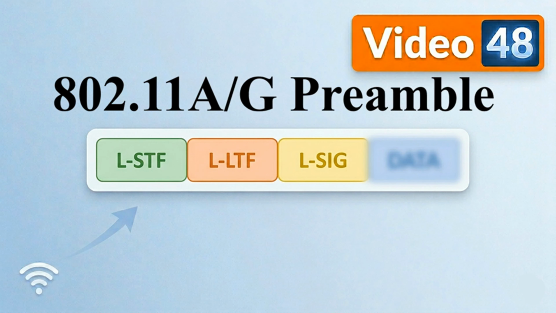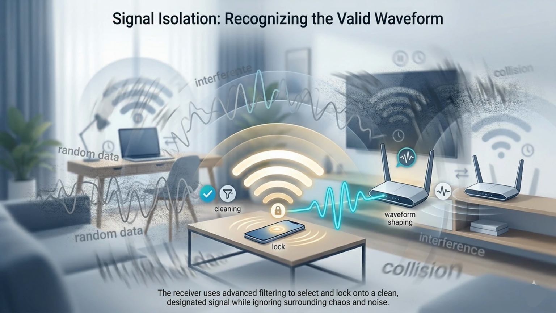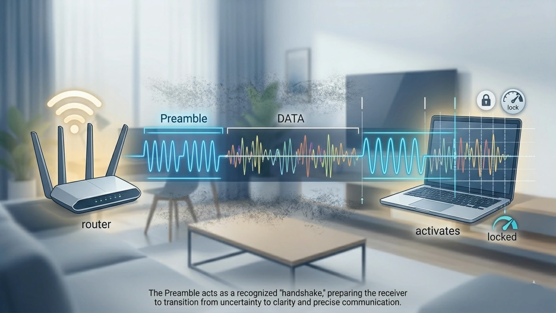802.11a or G Preamble. Wi-Fi operates over a shared medium, where multiple devices transmit at different times, so the receiver needs a way to distinguish valid signals from background noise. The preamble serves this purpose. It is a known signal sent at the start of every Wi-Fi frame that enables the receiver to detect the transmission, synchronize with it and correctly decode the incoming data.